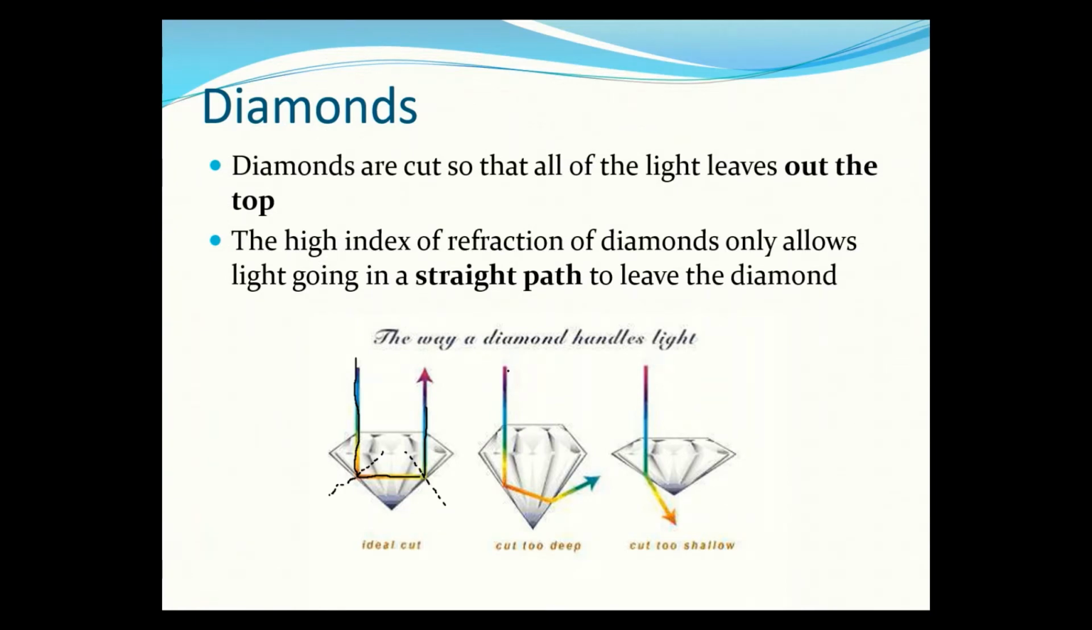But if you cut it too deep, the light coming in, and yes, you'll get total internal reflection happening here. But this angle isn't big enough, so you don't get total internal reflection, and you get the light to refract and move out. So this diamond wouldn't be as sparkly. Same thing with this one that's cut too shallow. It wouldn't be as sparkly either. So you want that ideal cut so you reach those critical angles on both sides and you get a sparkly diamond. Fiber optics work this way.